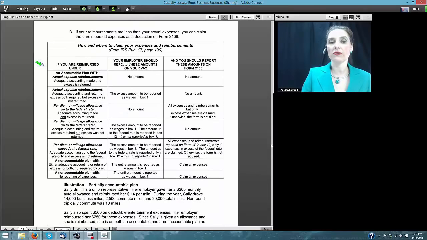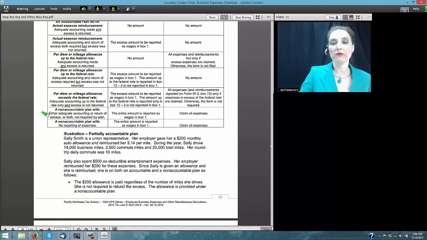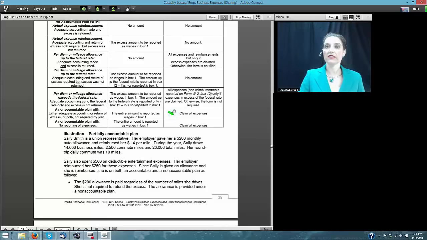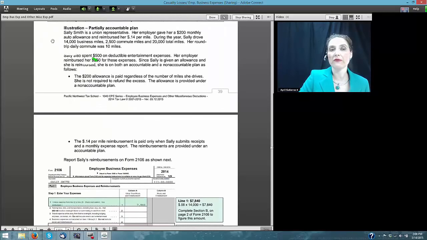I'm not going to read it to you, but in a nutshell, it says that if you are reimbursed under an accountable plan, everything is precisely accounted for, you're reimbursed in full, but you keep nothing beyond what the cost of your expenses were, then your employer will include nothing on your W-2, and you will report nothing on Form 2106. And the opposite of that is under a non-accountable plan where you report nothing to your employer, your employer reports anything it gives you in your income as wages, then you would file Form 2106 and you would claim all of your expenses on that form. And it's possible to be somewhere in the middle as well.